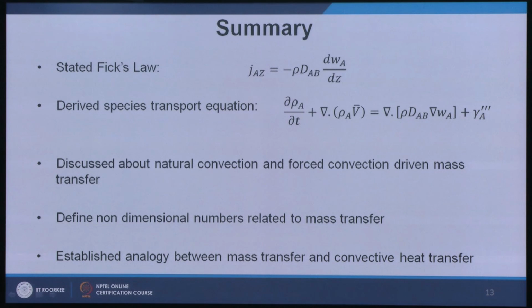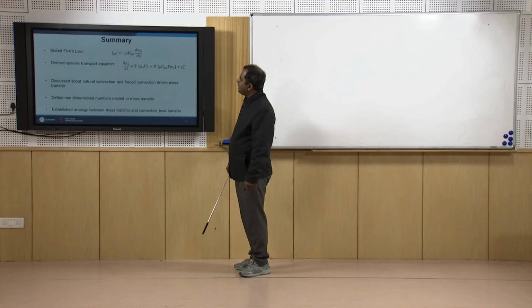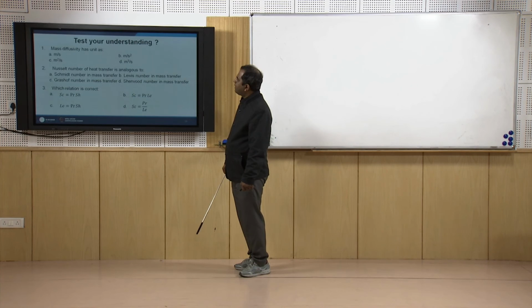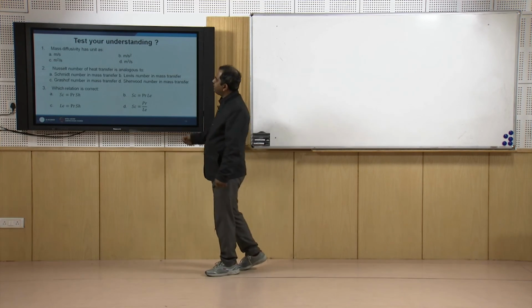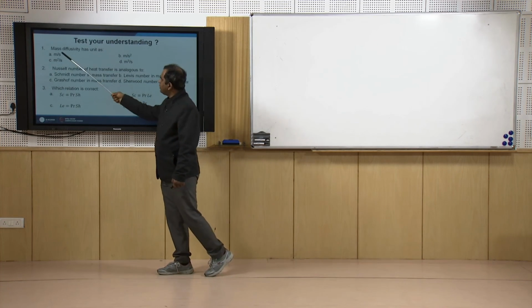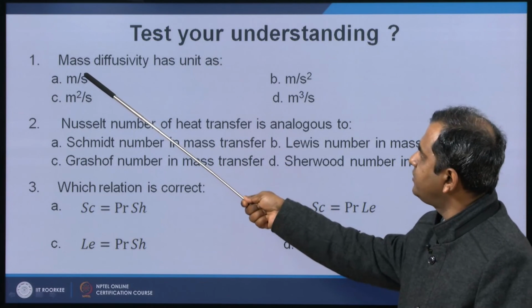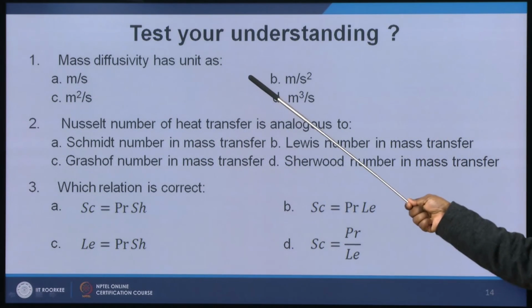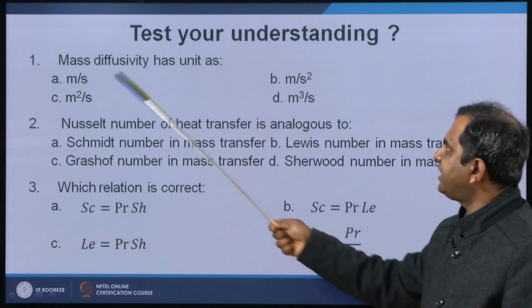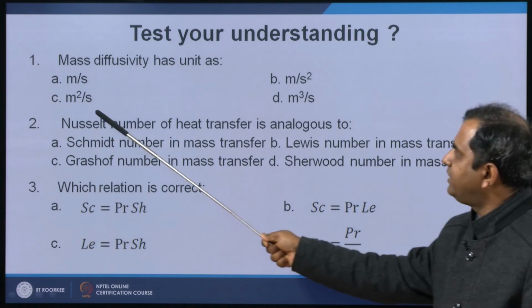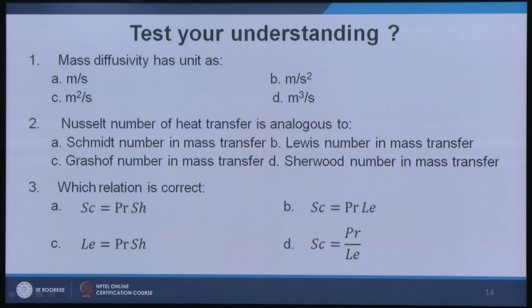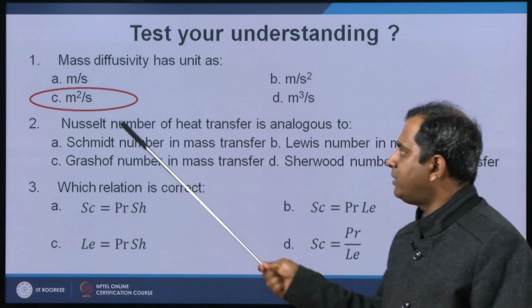So, with this I will be ending my lecture, but before leaving, let me test your understanding of what you have understood in this lecture. We have three questions. First question: mass diffusivity has units of meter per second squared, meter squared per second, or meter cubed per second. It is very simple, in the first slide I told you. So, obviously the correct answer is meter squared per second.